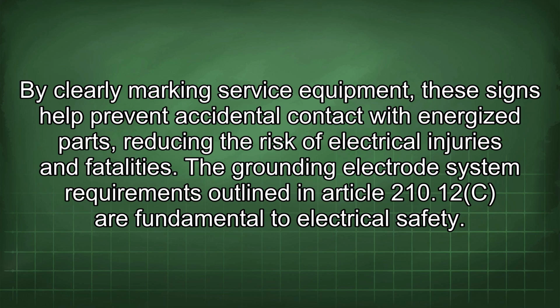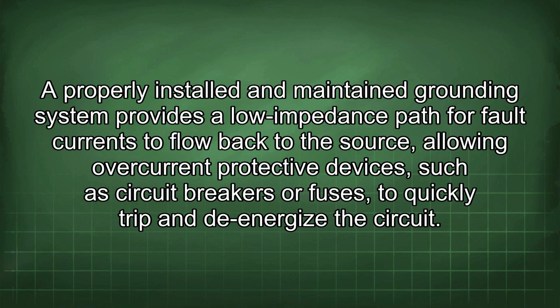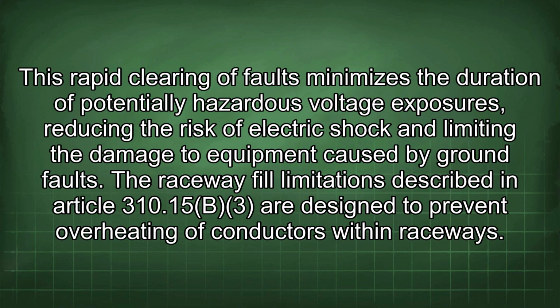The grounding electrode system requirements outlined in Article 210.12c are fundamental to electrical safety. A properly installed and maintained grounding system provides a low-impedance path for fault currents to flow back to the source, allowing overcurrent protective devices such as circuit breakers or fuses to quickly trip and de-energize the circuit. This rapid clearing of faults minimizes the duration of potentially hazardous voltage exposures, reducing the risk of electric shock and limiting the damage to equipment caused by ground faults.